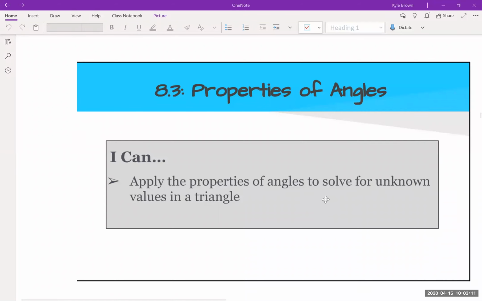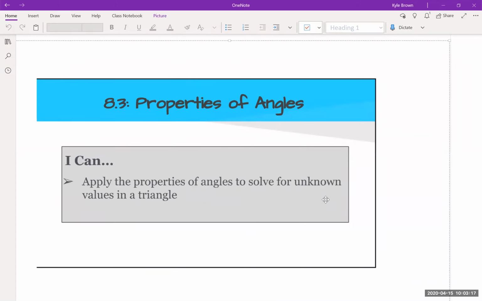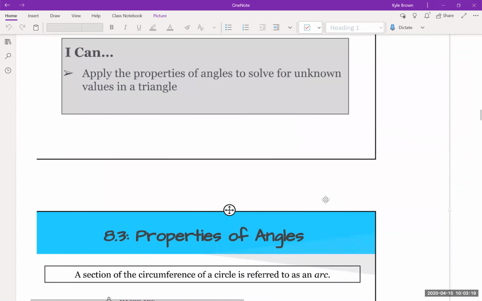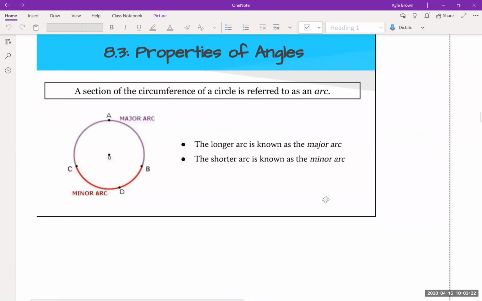All right, 8.3. So for 8.3, we're going to learn a bunch more vocab, really.